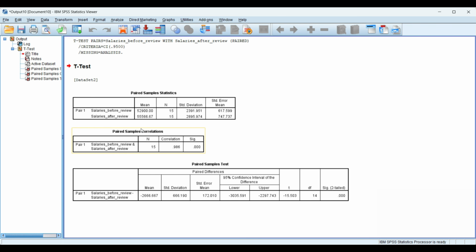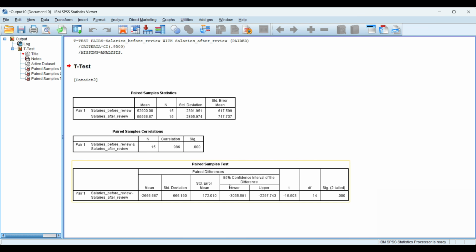So when we come to paired sample correlation, there is a strong correlation of 0.986 which is closer to 1. So it means the correlation is very strong between the two groups. The value is significant because the value is lower than 0.05. So there is a significant difference between the salaries before review and after review.